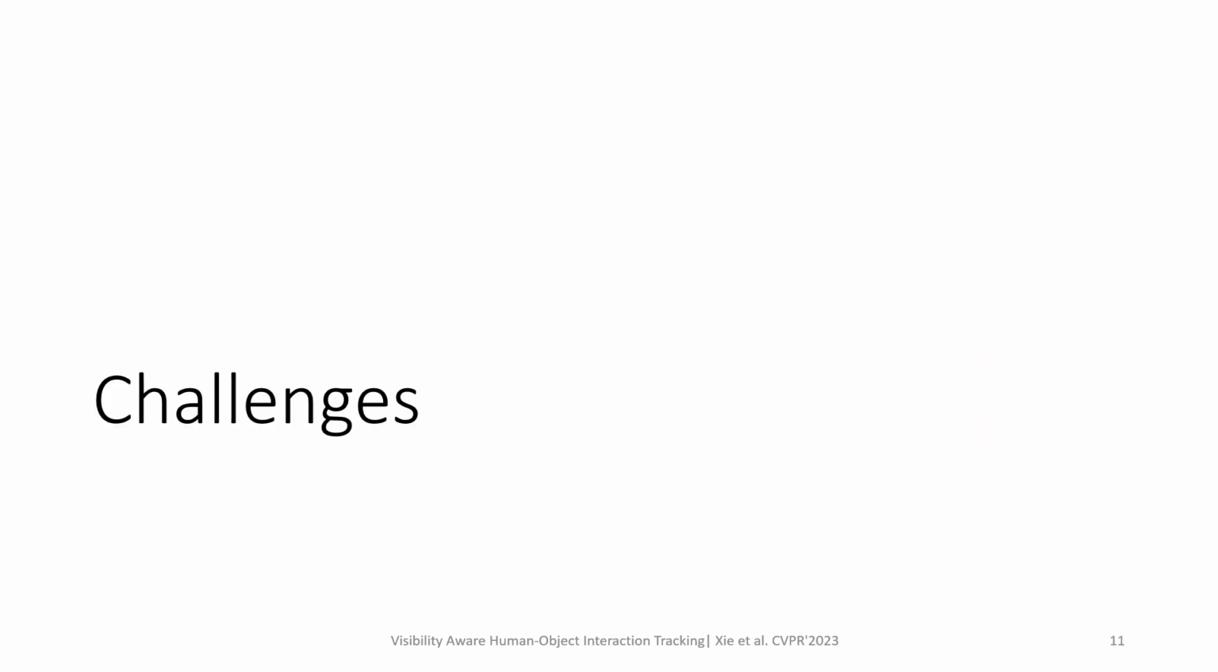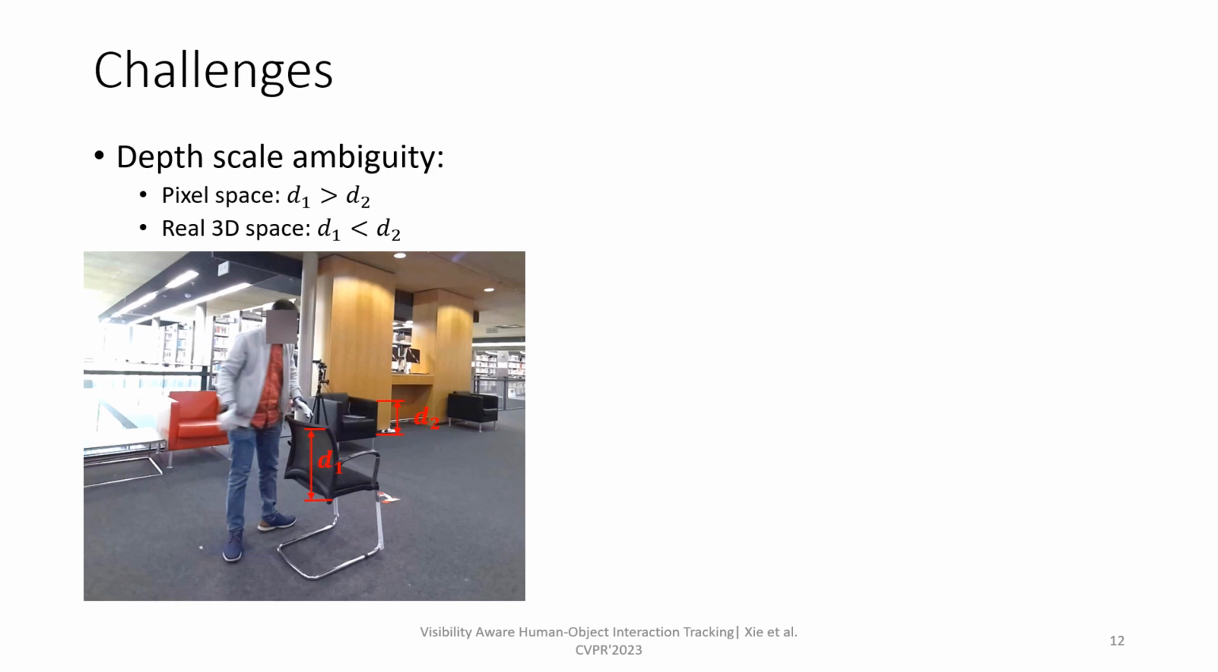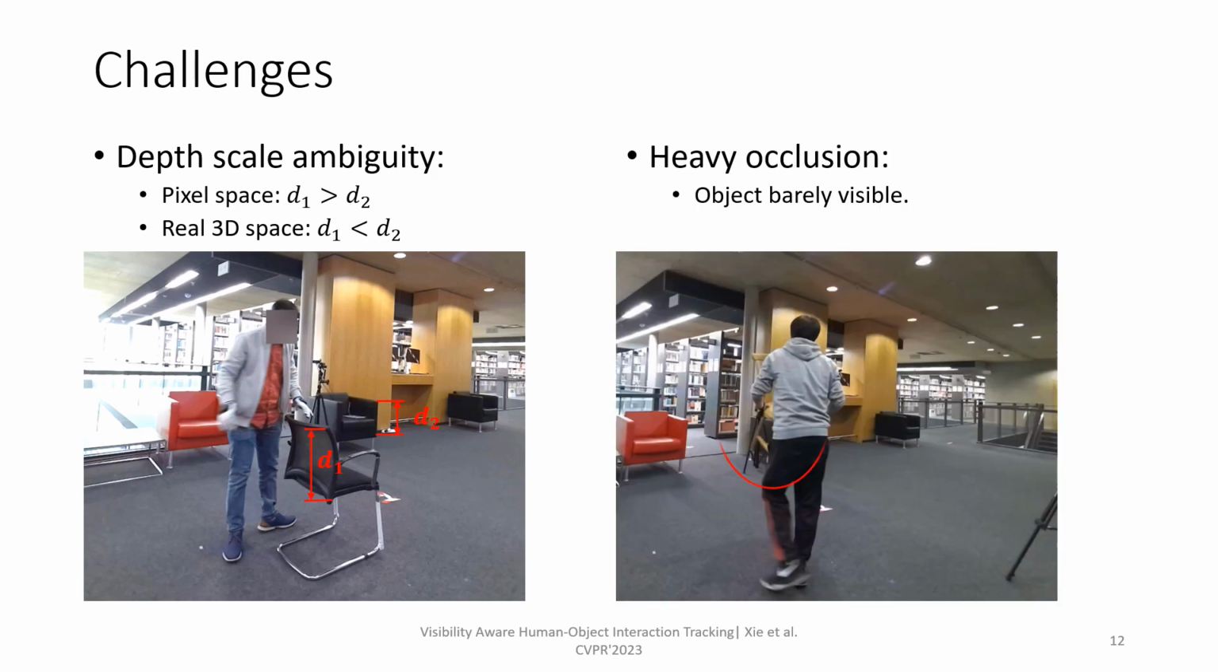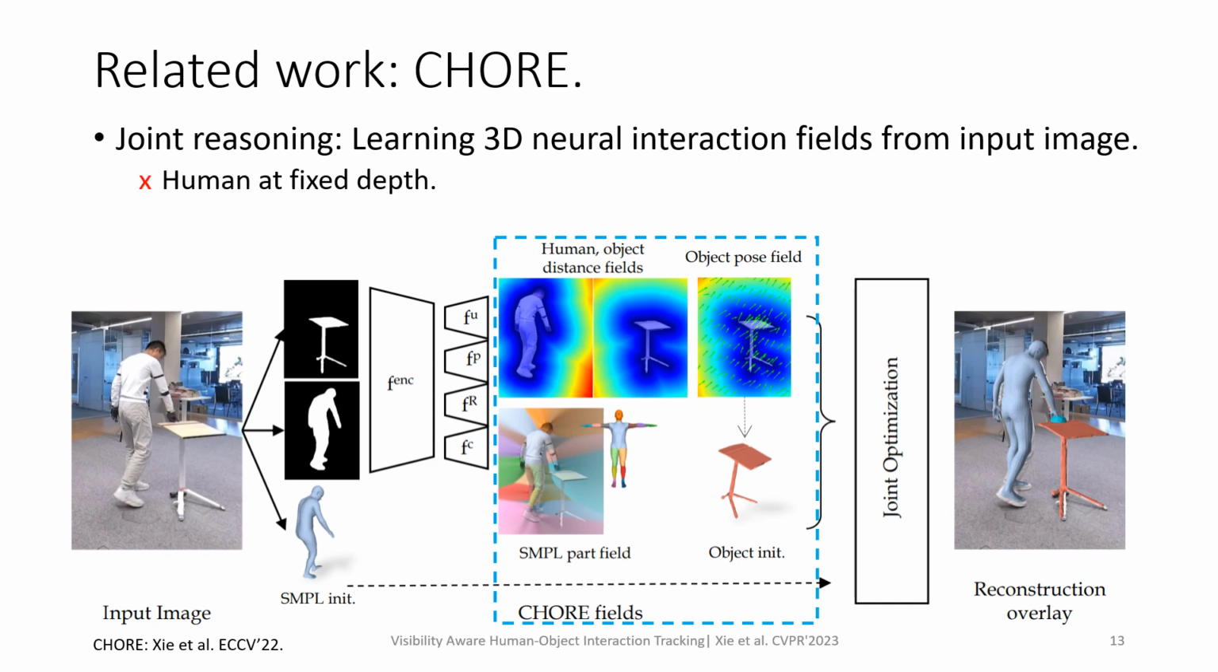Nevertheless, 3D reconstruction from monocular RGB is very challenging. First, it suffers from depth scale ambiguity. Secondly, during interaction, objects can be heavily occluded, which makes the inference very hard. Recent work CHORE proposed a method to predict a 3D interaction field from input images. As mentioned earlier, they suffer from inconsistent translation, and it is not robust to occlusions.